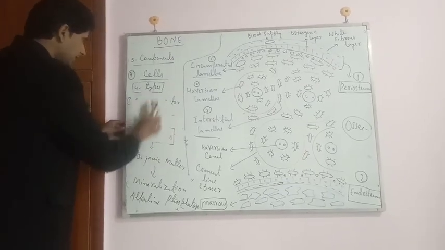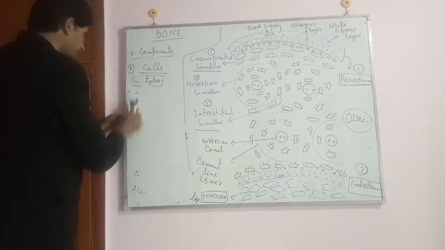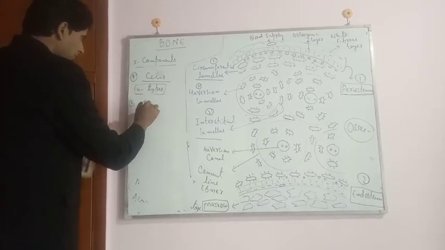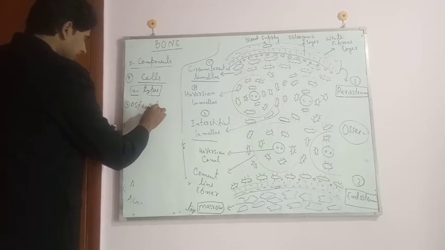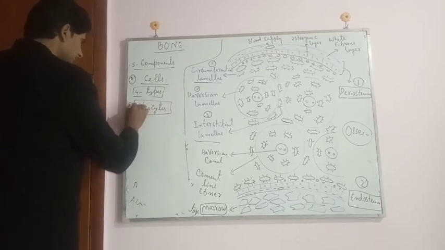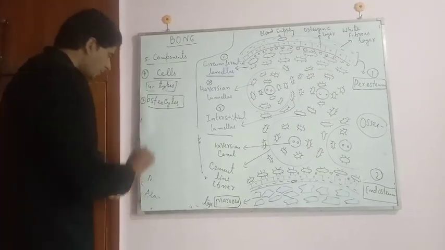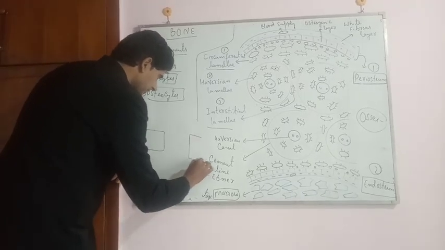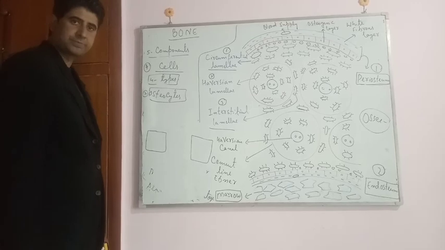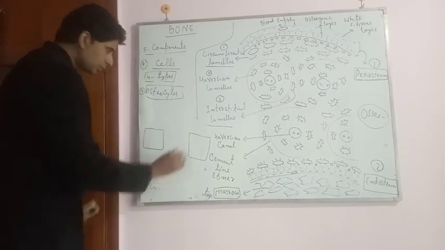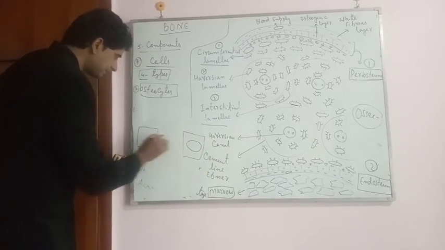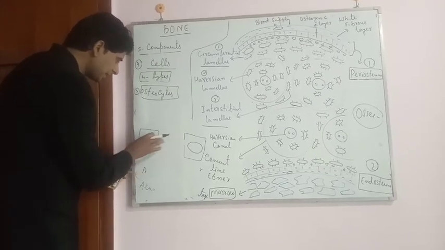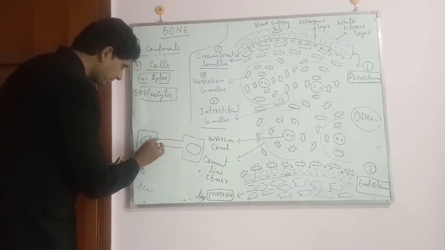Now moving towards another type of cell, that is the third type of cell, osteocytes. The osteocytes are the cells which occur in the lacunae of the matrix. For example, if these are the lacunae, here there are cells, osteocytes, and as we have already discussed, these lacunae are linked together by means of branches called canaliculi.